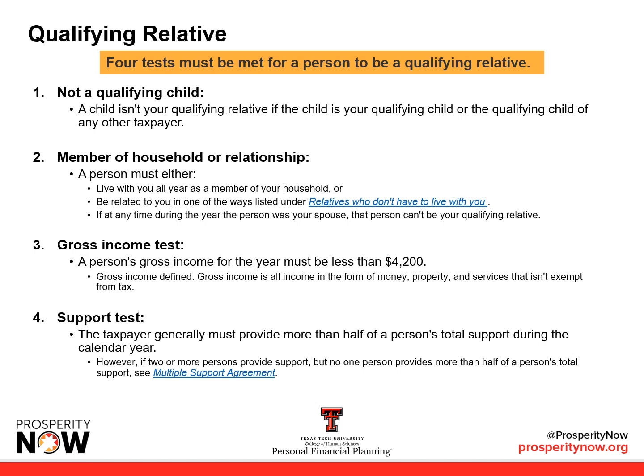The third test is the gross income test. A person's gross income for the year must be less than $4,200. Gross income is all income in the form of money, property, and services that isn't exempt from tax. And 4, the support test. The taxpayer generally must provide more than half of a person's total support during the calendar year. However, if 2 or more persons provide support, but no one person provides more than half of a person's total support, you can see the article on multiple support agreements.